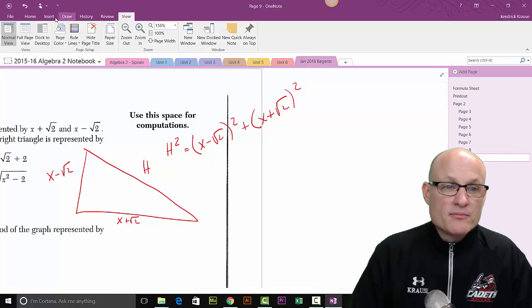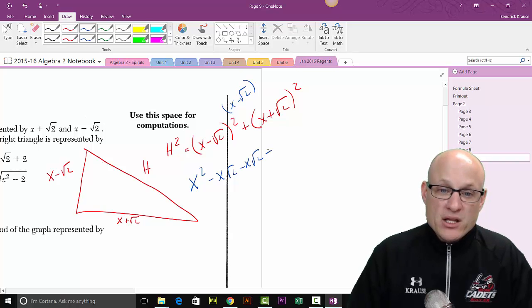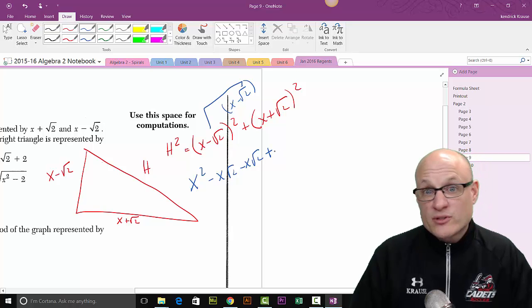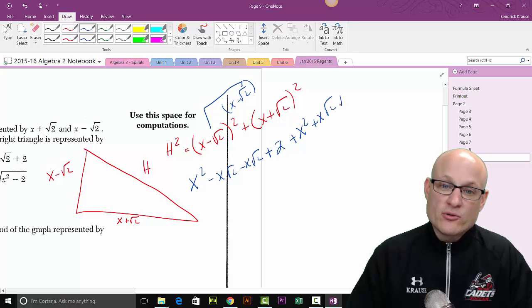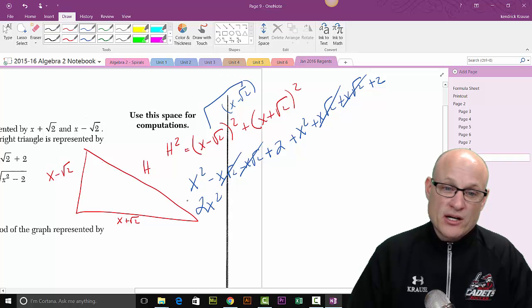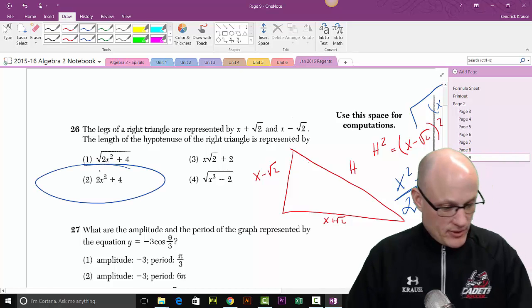So I have to double distribute this one out. Let me do it in a different color. So I'm going to multiply by x minus the square root of 2. This is x squared minus x square roots of 2 minus x square roots of 2 plus, because negative times negative is positive, the square root of 2 times the square root of 2, which is just 2. This one, if I double distribute it out, I get plus x squared plus x square roots of 2 plus x square roots of 2 plus 2. Well, this and this cancel, and it leaves me 2x squared plus 4. And that's the answer to that one. And I got that one right.